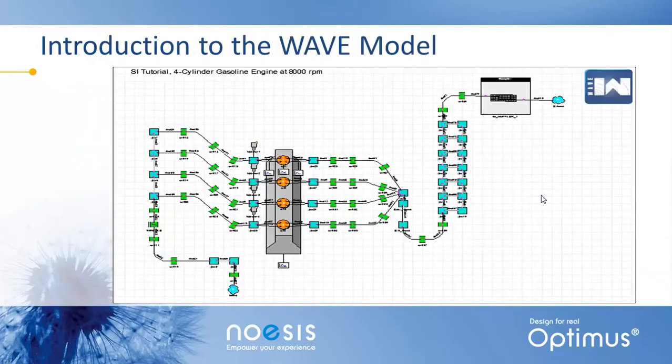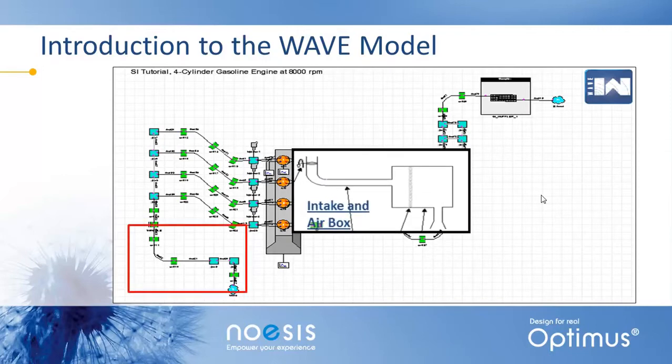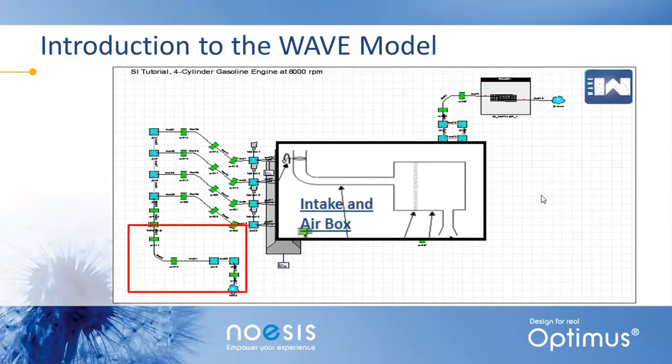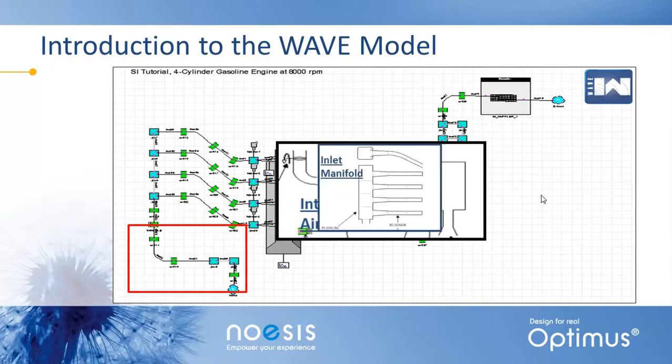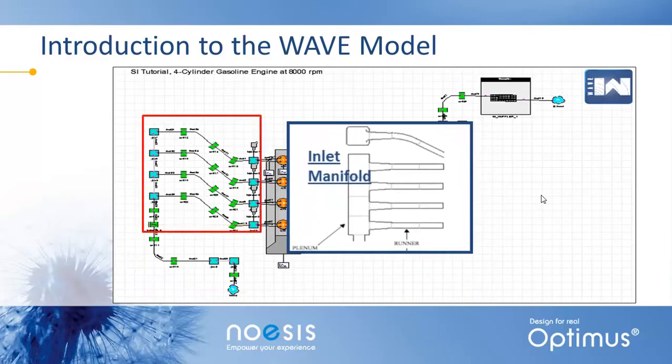So let's start by explaining some details about the model. So this model is completely built in Ricardo WAVE build, and the model describes the complete setup of the engine, where we start with the intake lines and the airbox. Also, we have modeled the inlet manifold, where you can see the inlet manifold and also the 4 runners that connect the manifold to the cylinders.